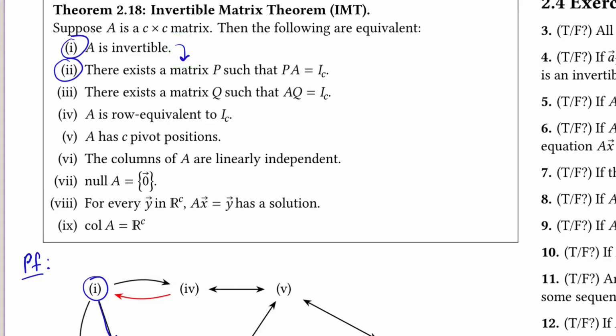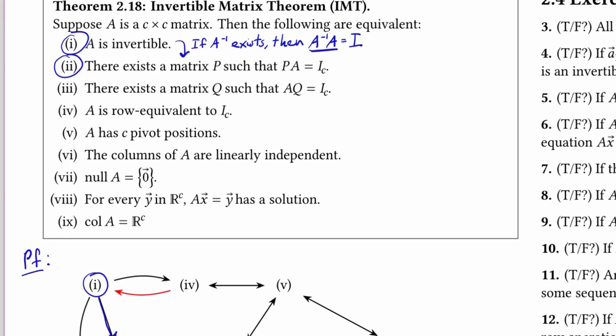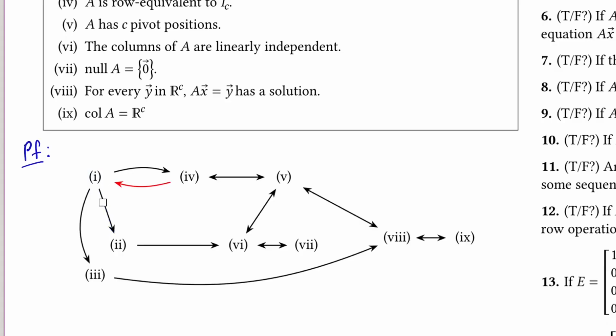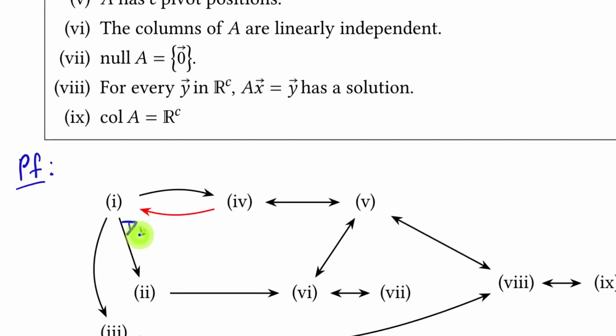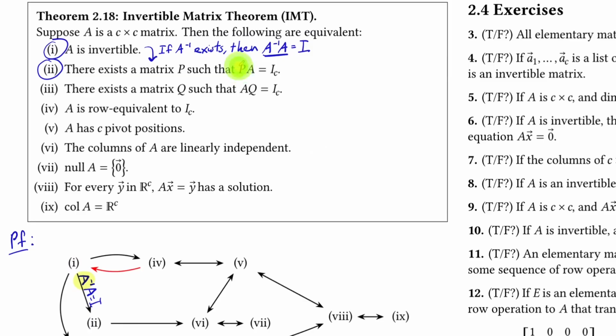So if A is invertible, that means A inverse exists. And the definition of A inverse means you can multiply it by A and get the identity. Like so. I'm going to write a little argument here for why that is. So yeah, A inverse could be your P. We're going to argue all of these things. Some of them are really easy like that one. Some of them are not so easy.